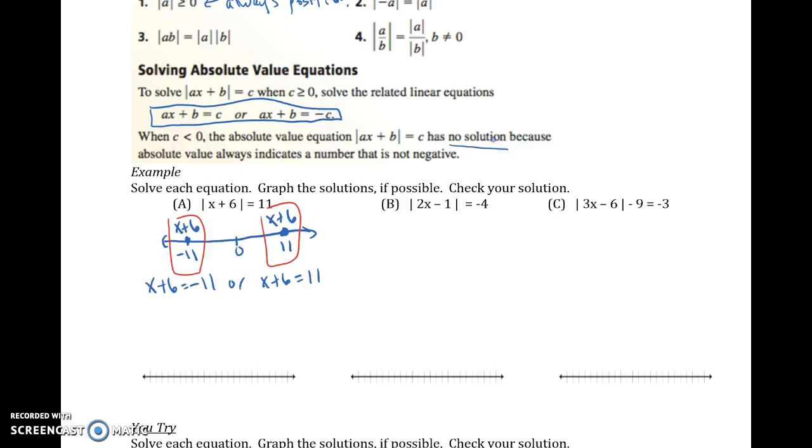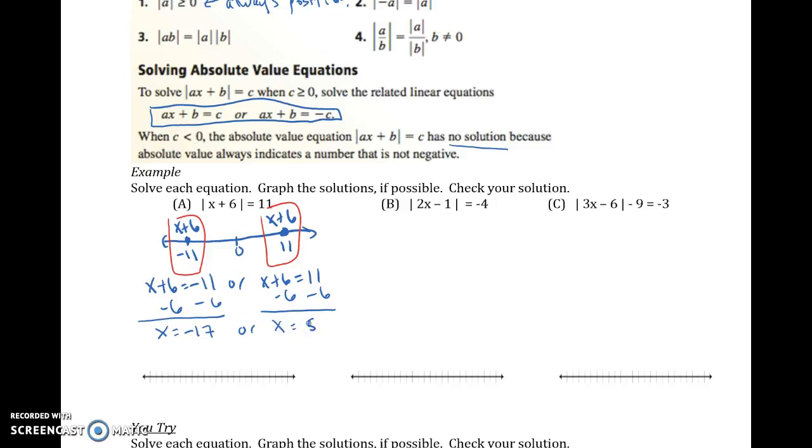Okay? So let's go ahead and just finish solving A. So I'm going to do my inverse operations. So notice that's still carrying over from everything we've been doing before. And I'm just going to get two separate answers. So x is equal to negative 17 or x is equal to 5.